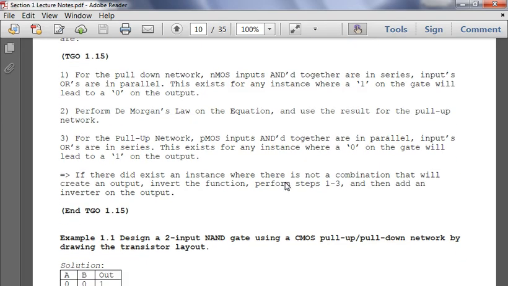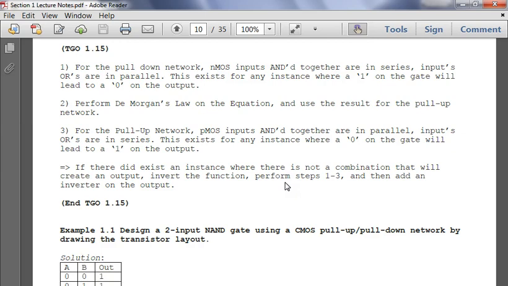Okay, so I'm going to scroll up a little bit here. We're going with this first problem, example 1.1. We're going to do a two-input NAND using a CMOS pull-up, pull-down network by drawing the transistor layout. So here I've just drawn a simple truth table where, let's say this was AND, the output would be 0, 0, 0, 1 instead of 1, 1, 1, 0.